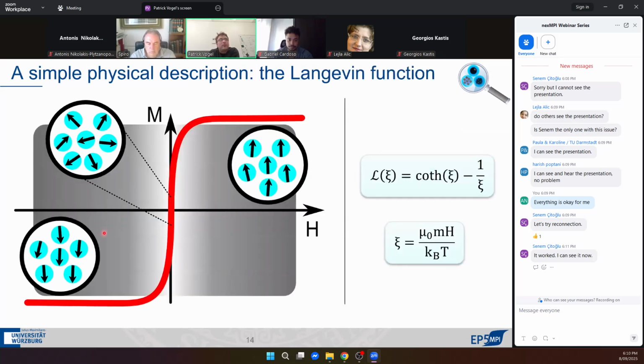As physicists, of course, we try to describe this behavior, and we can do this with this nice nonlinear magnetization curve. It's called the Langevin function, and physicists like nonlinear magnetization curves because you can see here that with a small change in the external magnetic field, you can create quite a high change in the magnetization. This is the basic effect, or the basic idea behind MPI: just using this nonlinear magnetization response.